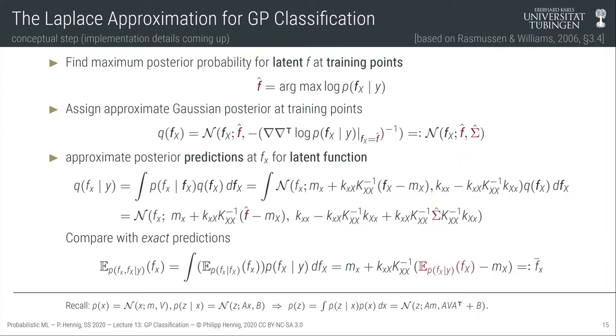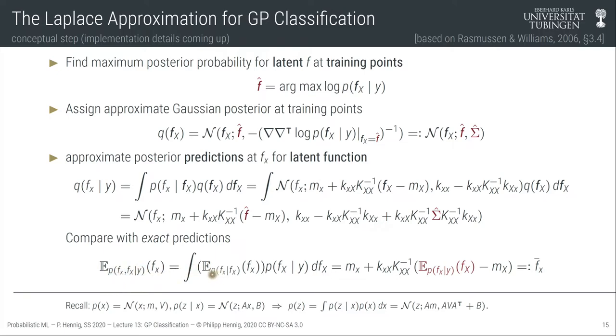Now, how good is this approximation going to be? Well, this predictive approximation, it turns out that we can quantify this relatively well. And again, this is due to section 3.4 in Carl Rasmussen's and Chris Williams' book. We can think about what our prediction would be if we had actually access to the true probability distribution over the training and test locations given the data, so the true posterior.